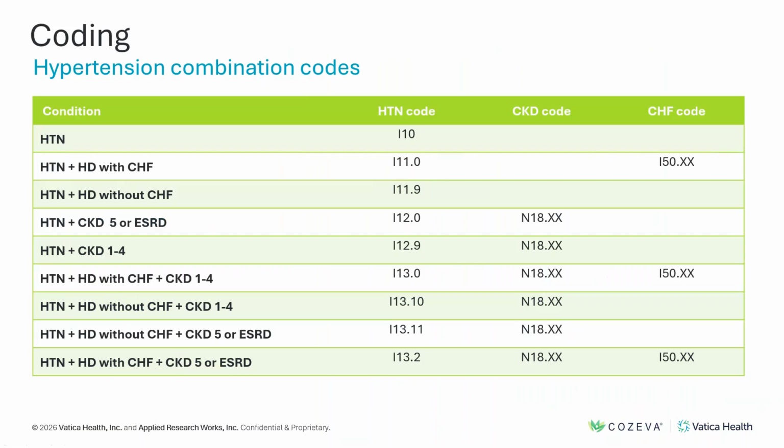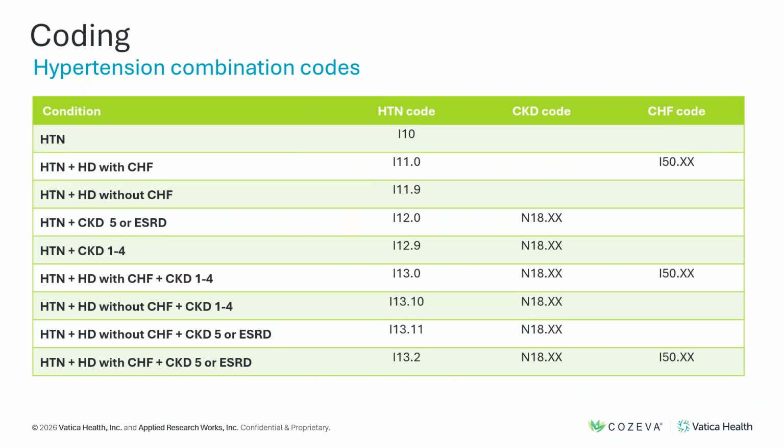So here's all of the hypertension combination codes. I know this looks like a really busy table. It reminds me of an algebra equation, but it's pretty straightforward once you break it down. So start with the first question. Does a patient have plain old hypertension? And if the answer is yes, there's no related heart or kidney conditions, the code is simply I10 for hypertension.